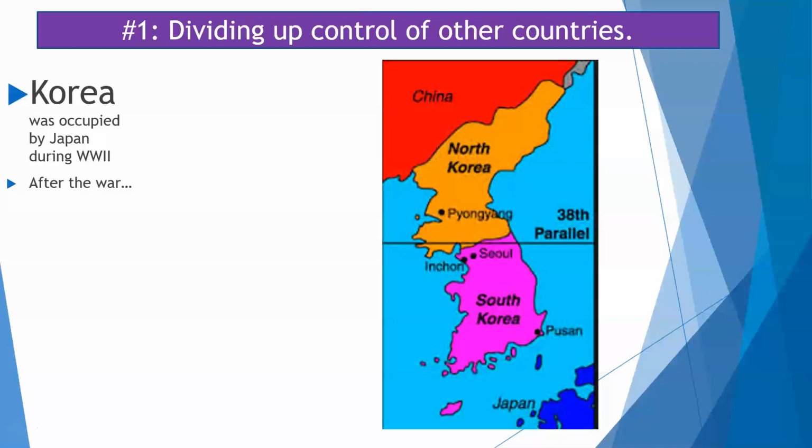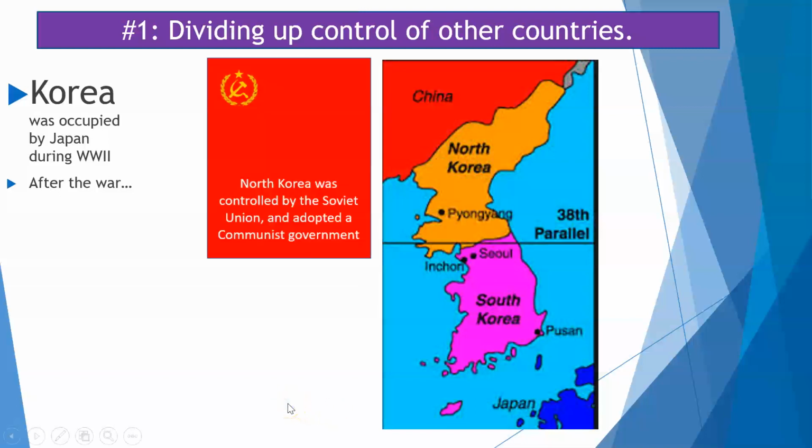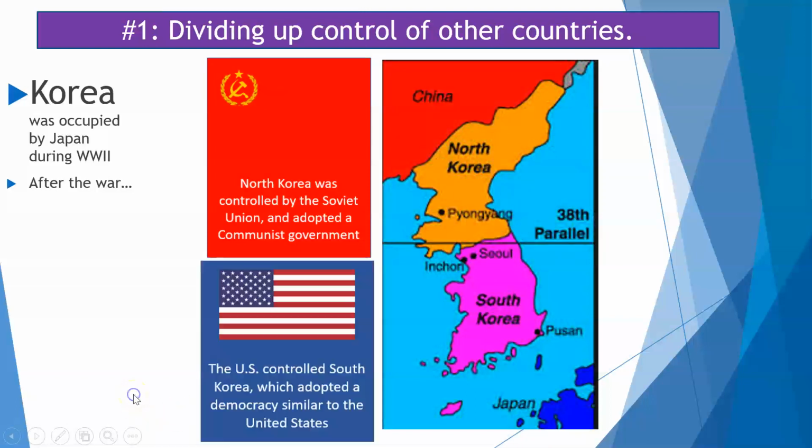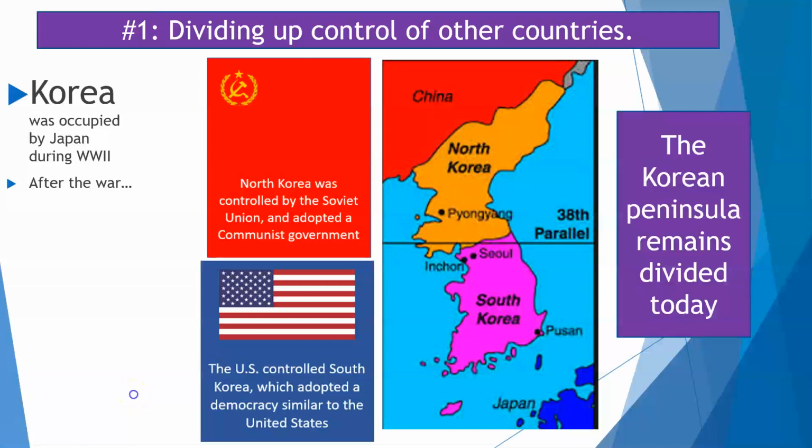A great example is Korea, which was occupied by Japan during World War II. So after the war, they decided to divide it up. North Korea was controlled by the Soviet Union and adopted a communist government, and the U.S. controlled South Korea, which adopted a democracy similar to the United States. And the Korean Peninsula remains divided today.